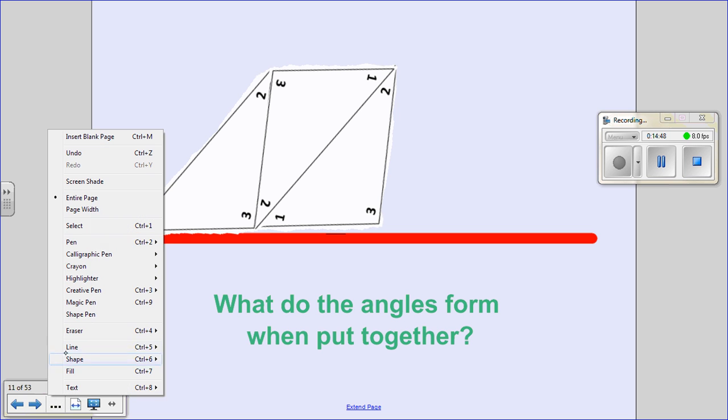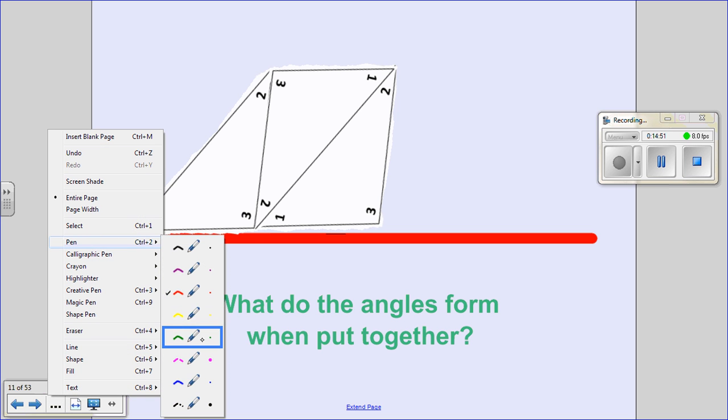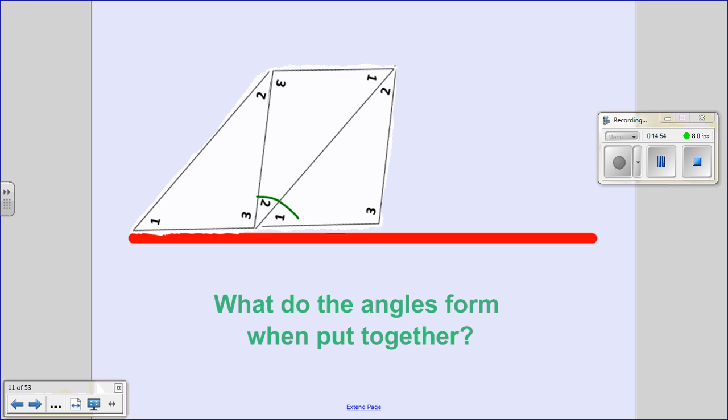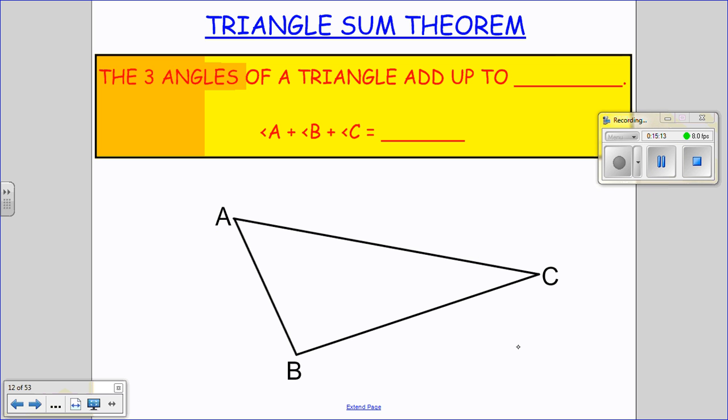What you should realize is all three angles of this same triangle together form a perfect straight angle. So together they would form 180 degrees or a line. This fact will be true for every single triangle out there. And this is the triangle sum theorem. The three angles of a triangle add up to 180 degrees. So that means I should be able to take angle A plus angle B plus angle C and equal 180 degrees.